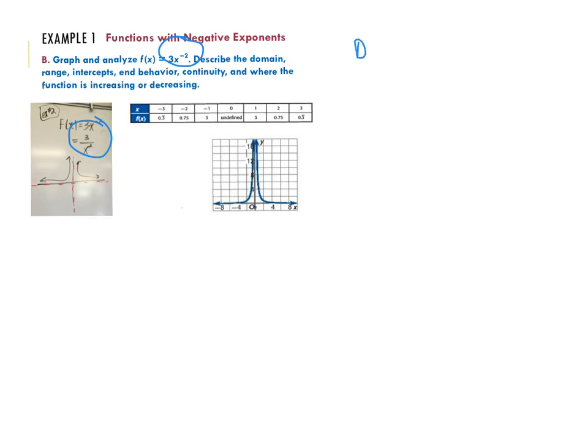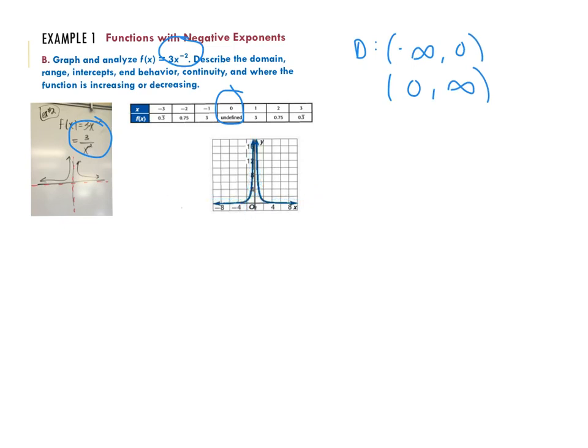So the first thing we're going to look at, again, is domain. When we look at this graph, the function has x values that exist all the way from over here to here, but when we get to an x value of 0, there is no y value, or it's undefined. You can also see that right here. So our domain would be from negative infinity to 0, and then again from 0 to infinity, which is this other side.